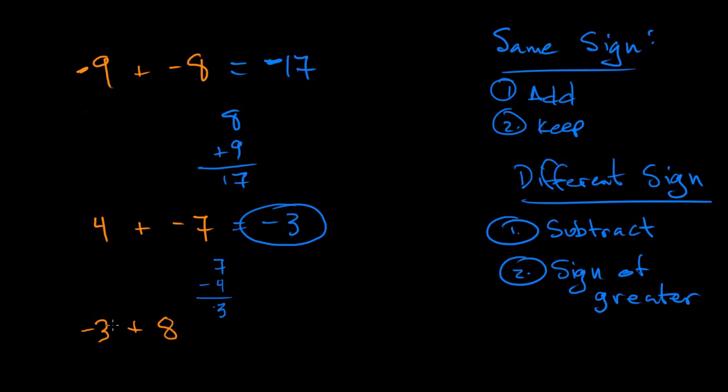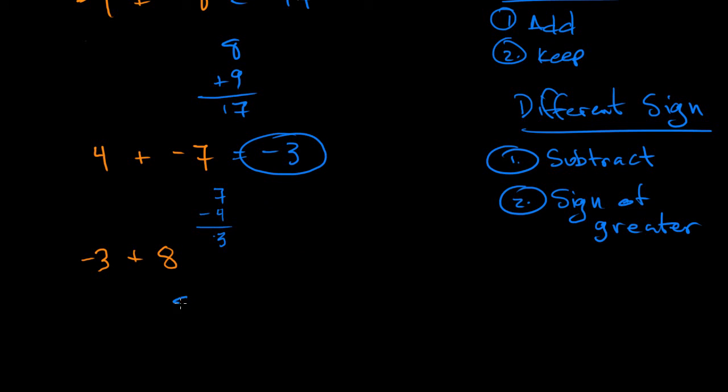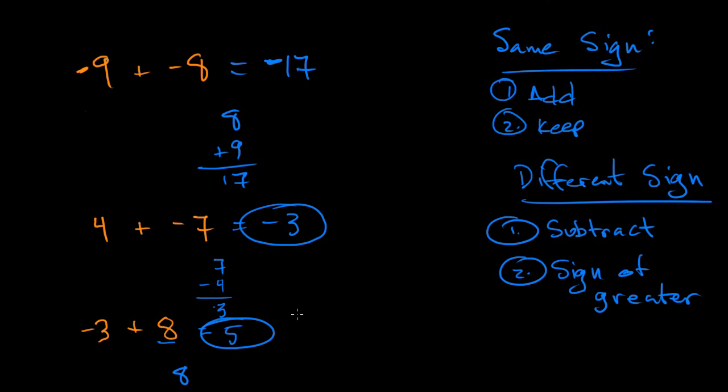In this case, -3 plus 8, well, again, the signs are different. I have a negative and a positive, so I'm going to subtract. Put the bigger number on top when I subtract. 8 take away 3 is 5. And to figure out if the answer is positive or negative, I just look to the numbers. Since 8 is bigger, I take the sign from 8. So this 8 is positive, the answer is positive. 5 is the answer.